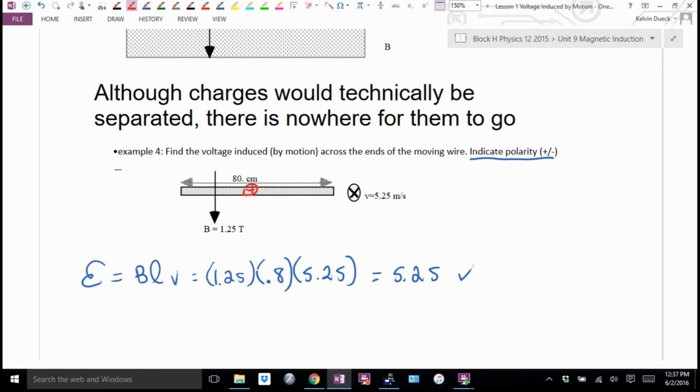Which way is the magnetic field, Jason? That's down the page. So thumbs into the page, fingers down the page. Which side of this wire will become positive, the left side or the right side? Okay. If we were to represent that with a battery, the positive would be on the left.